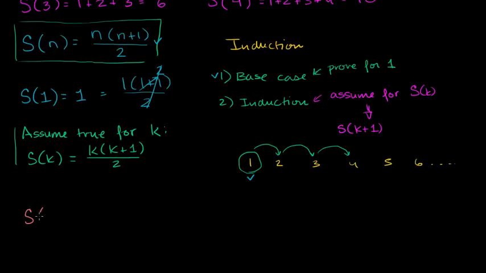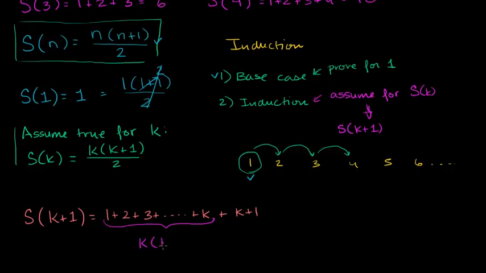So what is the sum of all of the integers up to and including k plus 1? Well, this is going to be 1 plus 2 plus 3 plus all the way up to k plus 1, right? This is the sum of everything up to and including k plus 1. Well, we're assuming that we already have a formula for this. We're assuming that this is going to simplify to k times k plus 1 over 2.